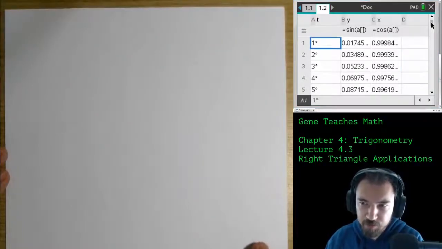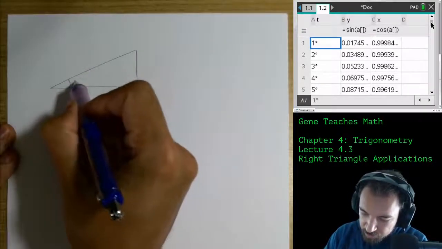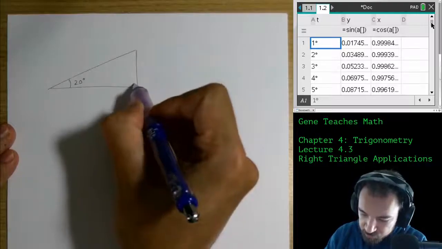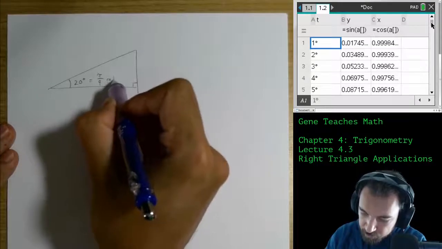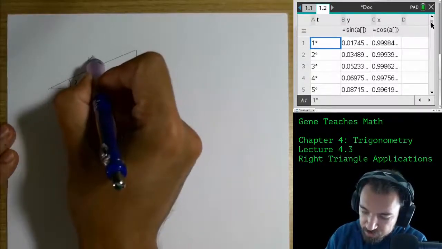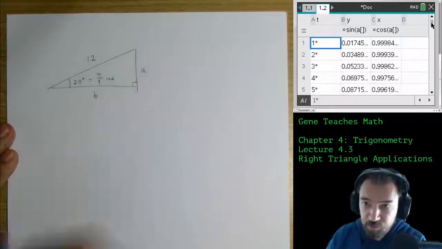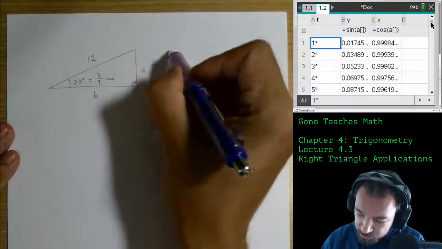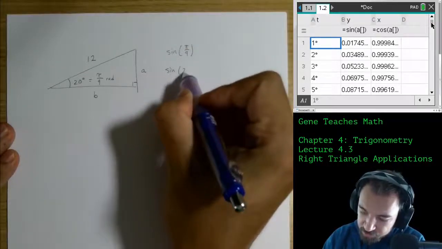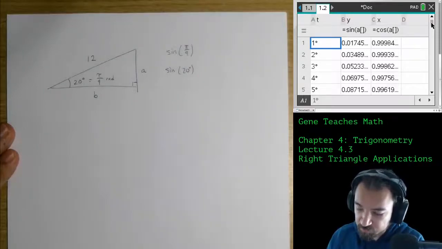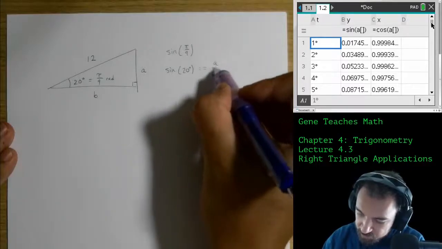Now, let me try to convince you how cool this actually is. Let's imagine I have a triangle, and I know this has an angle of 20 degrees, which is the same thing as pi over 9 radians. I happen to know the hypotenuse is 12 units long, but I don't know what either of the leg lengths are. I'm going to label them variables. Now, I understand that sine of pi over 9, which is the same thing as sine of 20 degrees, because these angles are equivalent to each other, is the opposite over the hypotenuse in this right triangle, a over 12.